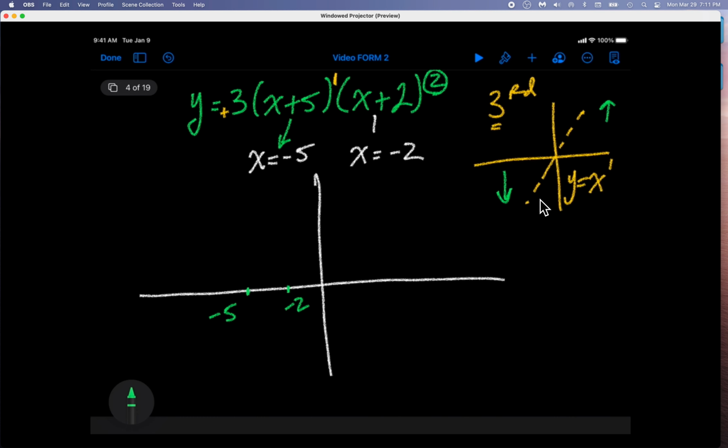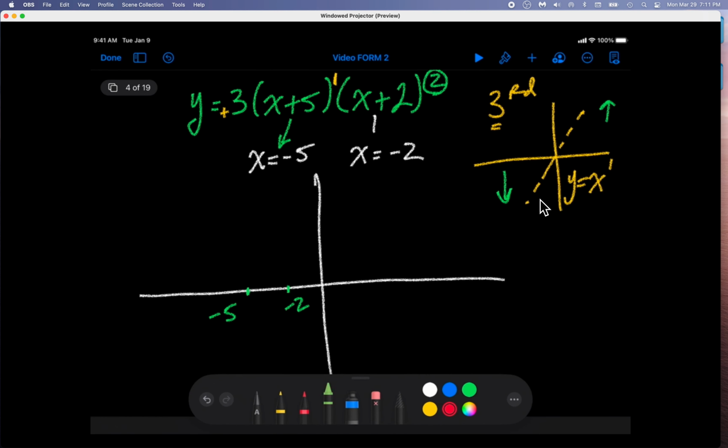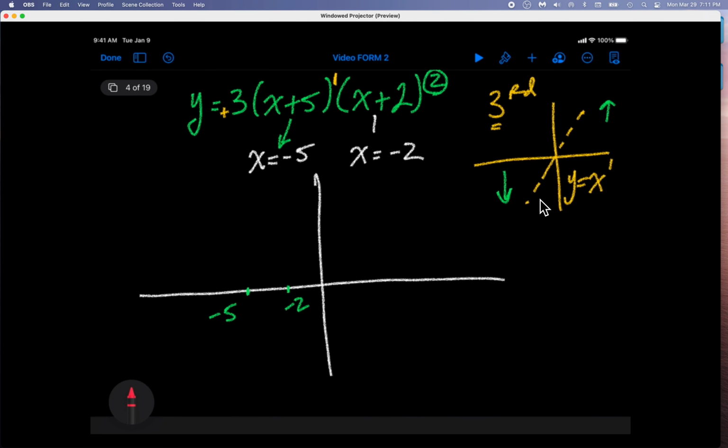The other thing we can do, folks, is find our y-intercept. Let's do that. x equals 0, we're going to have 3. If we put 0 here, we're going to have 5. If we put 0 here, we're going to have 2 squared. And that's going to end up being positive 60. Okay, so we know our y-intercept is going to be way over here, or way up here, I should say.